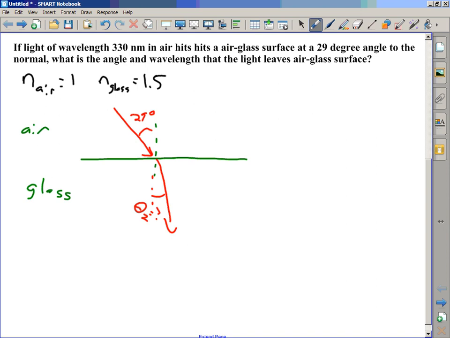And then secondly, they tell you the wavelength of light coming in was 330 nanometers. What's lambda 2? Did everybody kind of get that set up? Yeah? All right. So what equation do I want here to find theta 2?